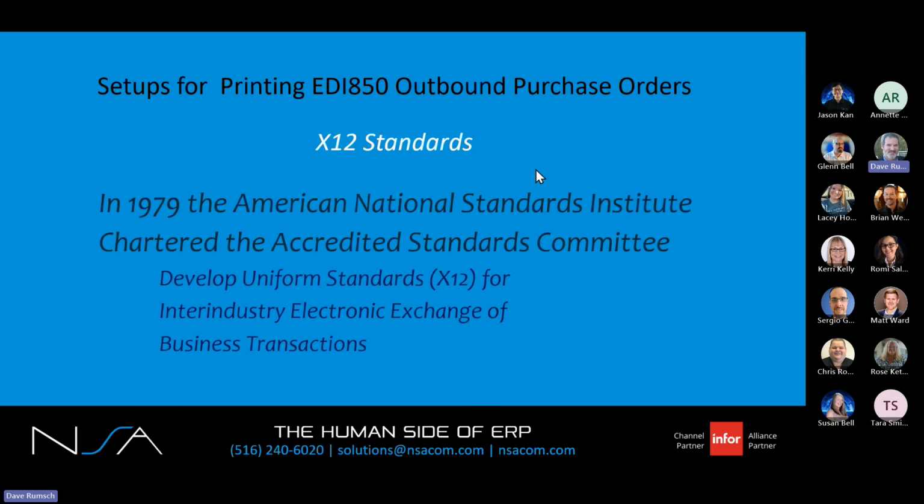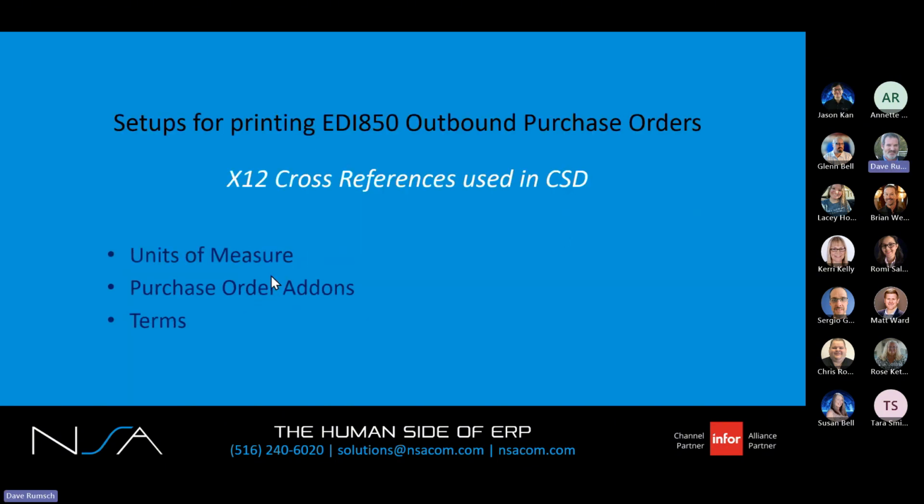So let's talk about what's called X12 standards. In 1979, the American National Standards Institute chartered the Accredited Standards Committee to develop uniform standards, X12. Now, that's not an acronym, it's actually called X12, for inter-industry electronic exchange of business transactions. Now, we use those for 3 types of items within our software. There are others, such as ship via, and maybe a couple of others as well. But the 3 that are used primarily by our partners, by our customers, and by their partners, vendors, are the units of measure, purchase order add-ons, and terms.